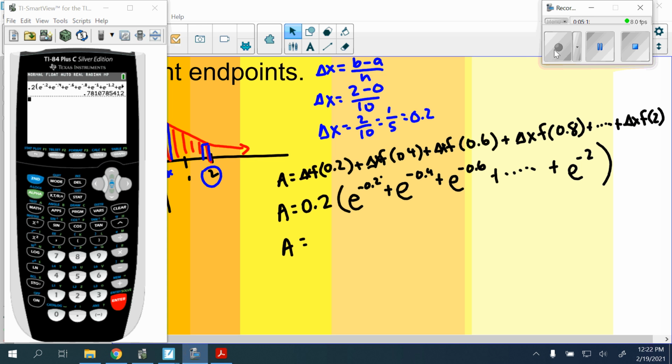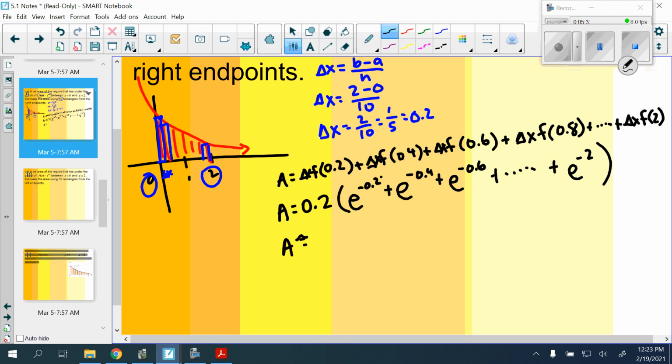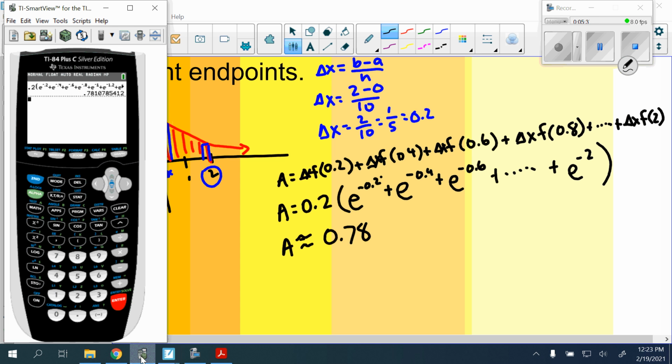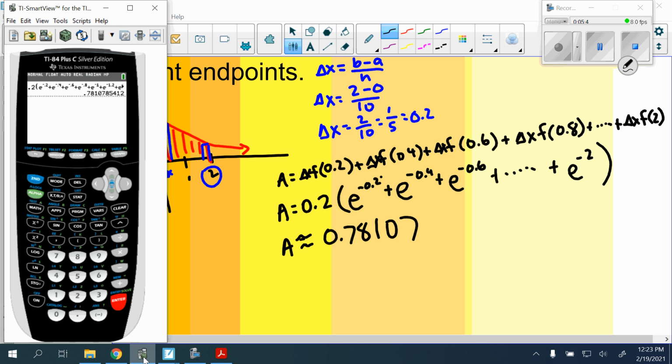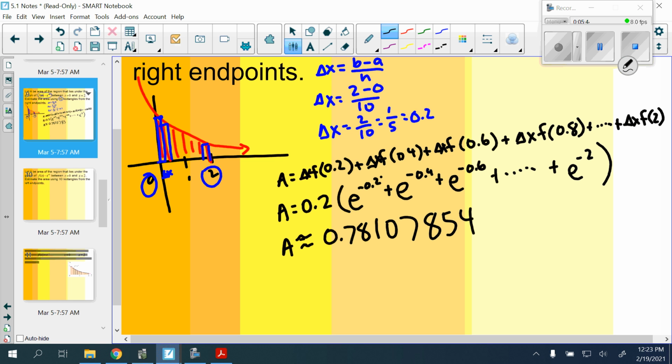All right, so I've typed them all in here. I had paused it, but they're all typed in here: negative 0.8, negative 1, negative 1.2, all the way up to negative 2. And we get the approximation here, and we can see that it's about 0.78. So I'm going to change this to approximately 0.78107. Do this out a couple decimal places here. So that's approximately the area under that curve, which using 10 rectangles is probably pretty close.